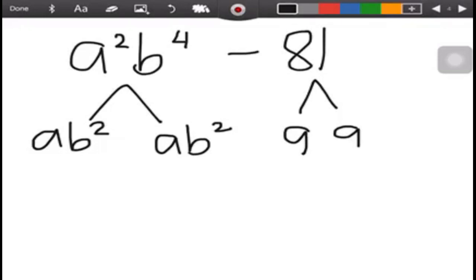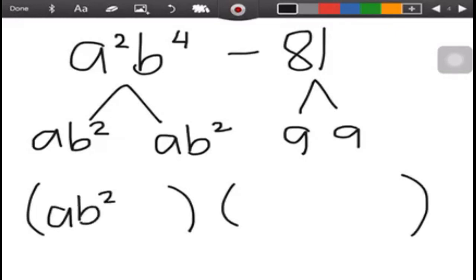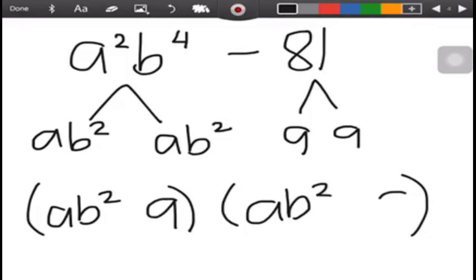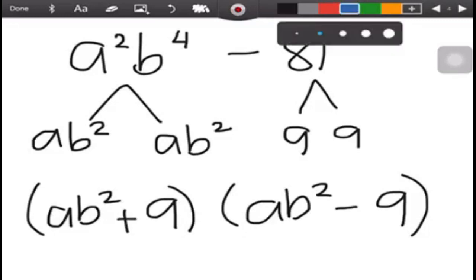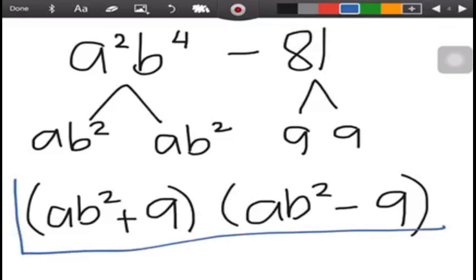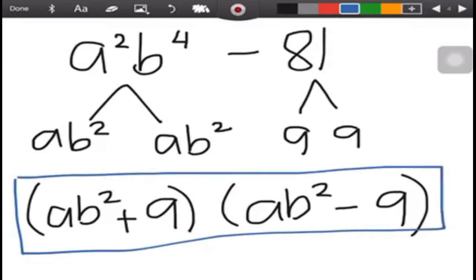And then you just need to write 2 parentheses. Write the factors of the first term, and then the factors of the second term. And then use different signs, plus and minus or minus and plus. So this is the answer for this example.